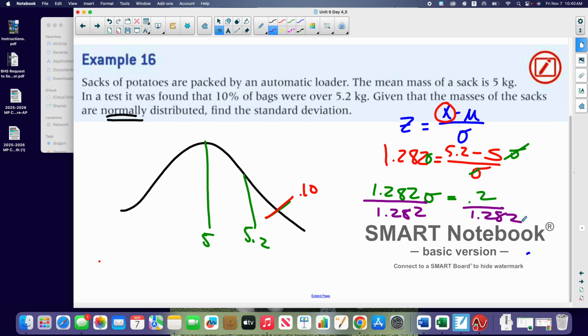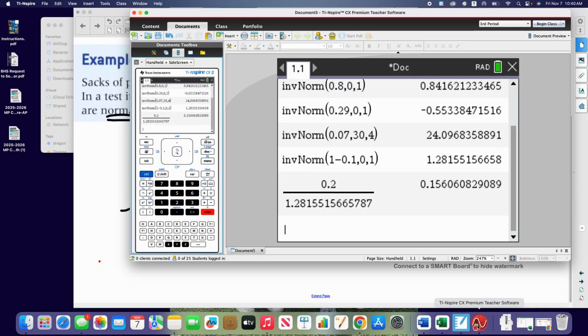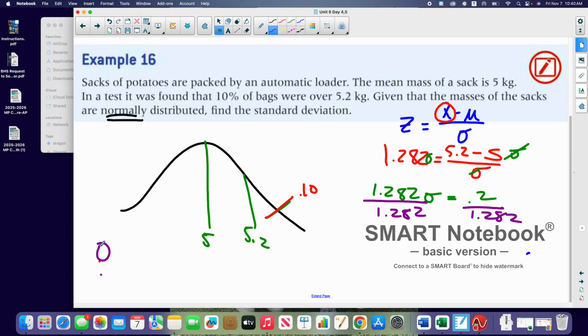Right? So if I go to my calculator and I go 0.2 divided by, I'm going to go up and highlight that z-score. So I got a standard deviation of 0.156. Now, once you get the standard deviation, could you do a lot more things in this problem? Now it opens up the doors to be able to use anything, and they can ask all kinds of questions from there. Okay? Good? Let's try one more like this.